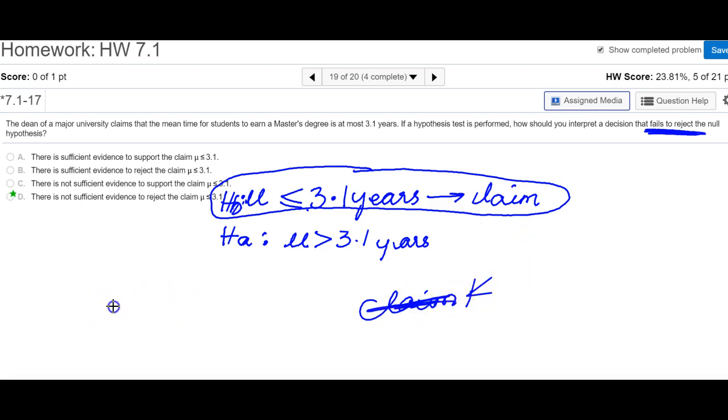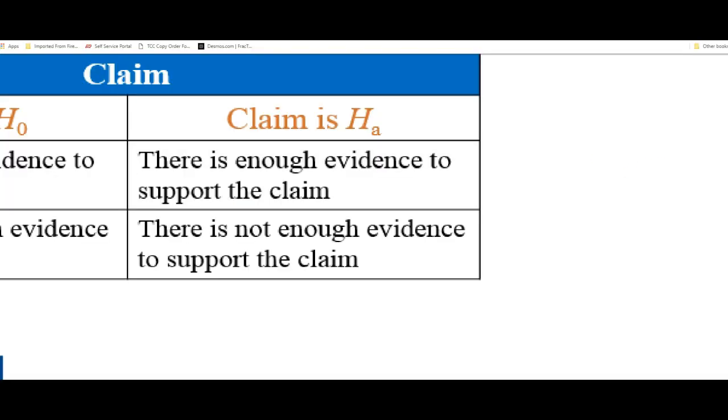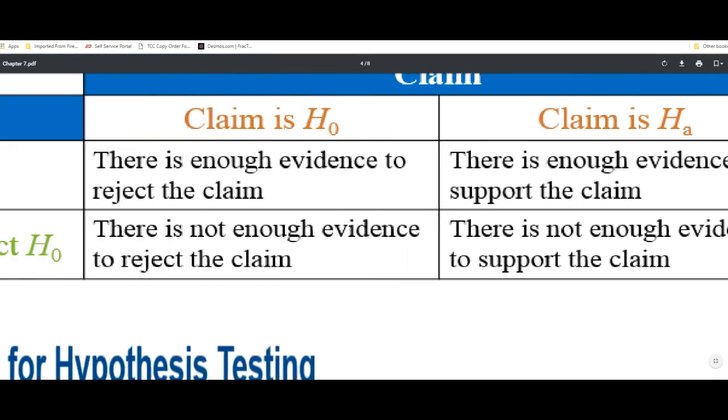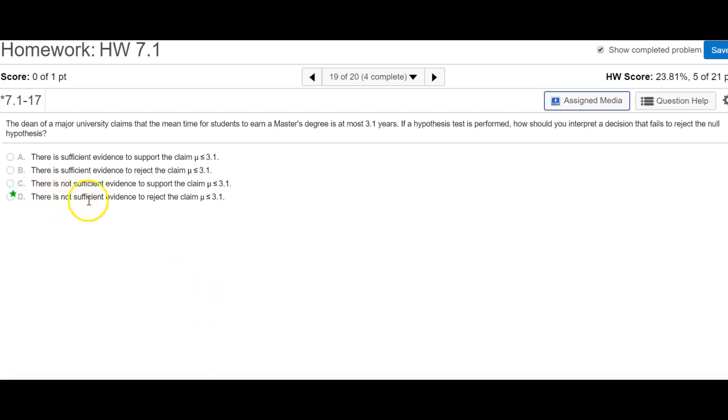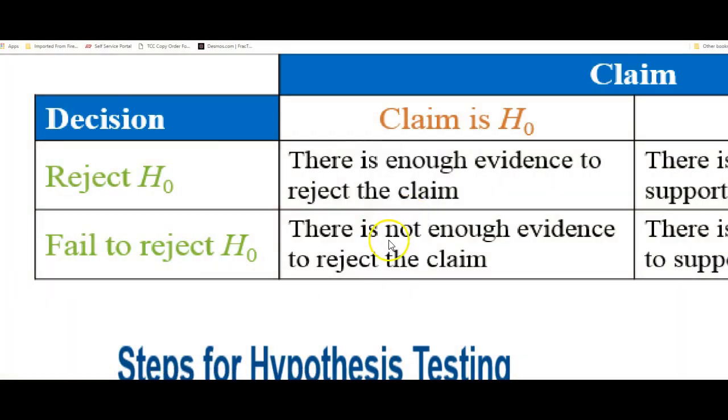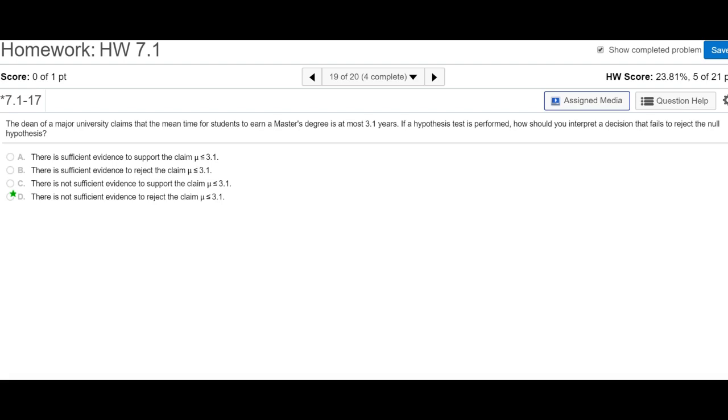For some reason, my pen's not working today. So my claim is my H naught, and I'm failing to reject. So you see I use the first column, second row. So how do I interpret my results? There is not sufficient evidence to reject the claim. Go back and check. There is not enough evidence to reject the claim. Hope this helps.